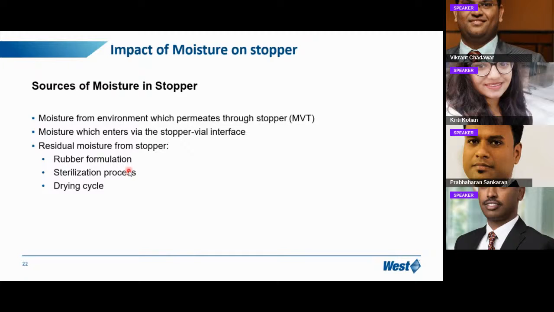Moisture can come from the environment, which permeates through stoppers, which is what I call moisture vapor transmission. Moisture can also enter via the stopper-vial interface. So in between also, moisture can go inside the vial. Then there is residual moisture, meaning it can be in the rubber formulation during the sterilization phase or during the drying stage. So these are the ways by which moisture can go inside the vial and react with the lyophilized version. So you need to be extra careful whenever you are dealing with lyophilized versions.